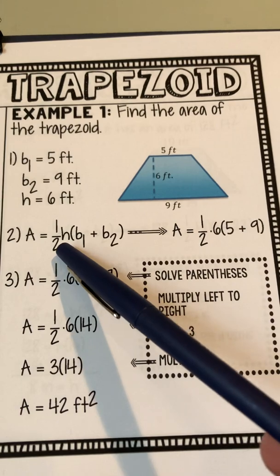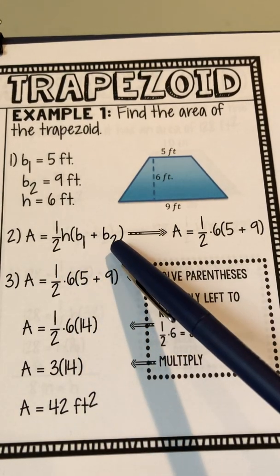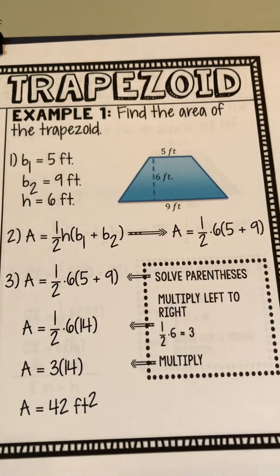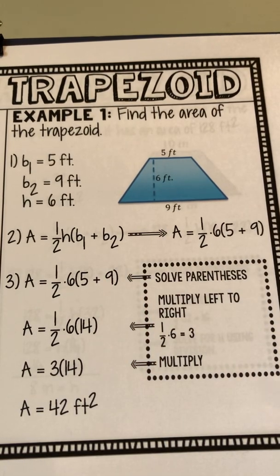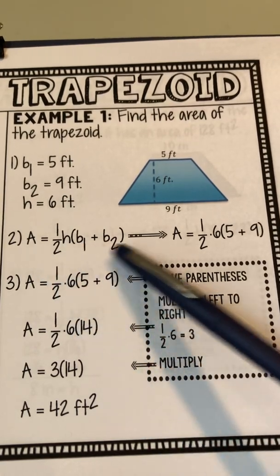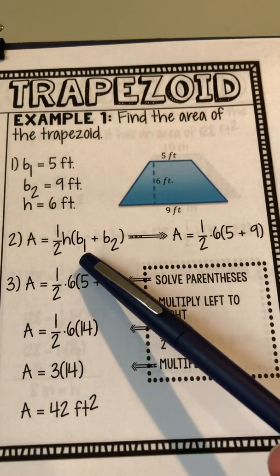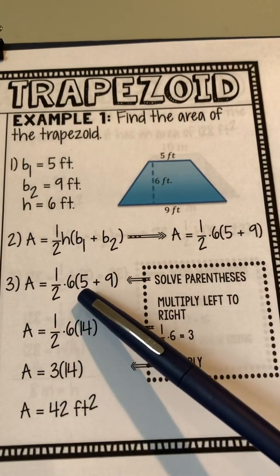The formula is 1/2 times the height times base 1 plus base 2. Okay, you can also read this as base 1 plus base 2 times the height and then divide the whole thing by 2. It's the same thing. Multiplying by 1/2 is the same as dividing by 2. Okay, so now we're substituting.